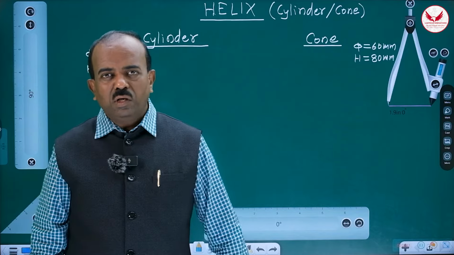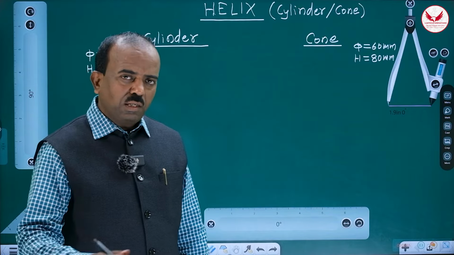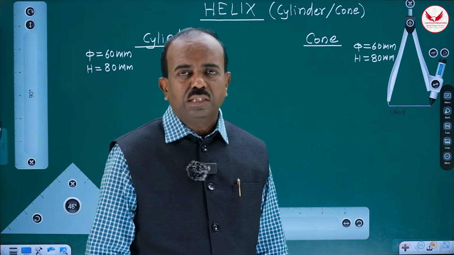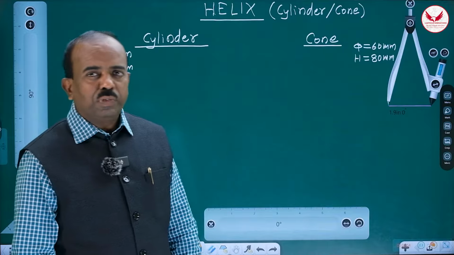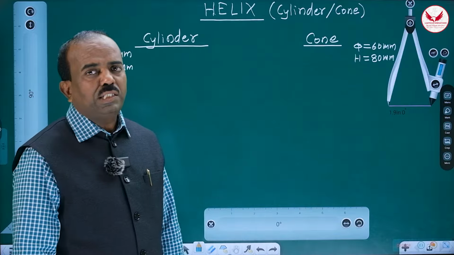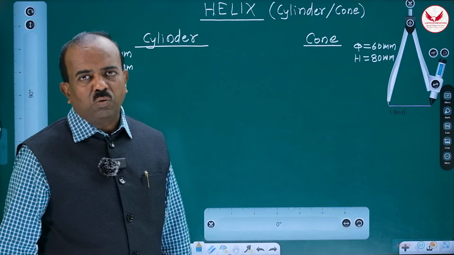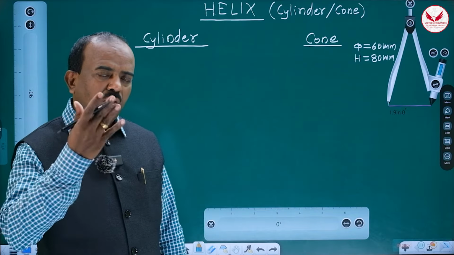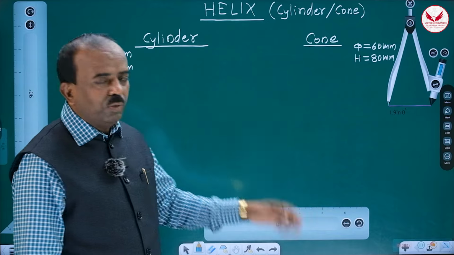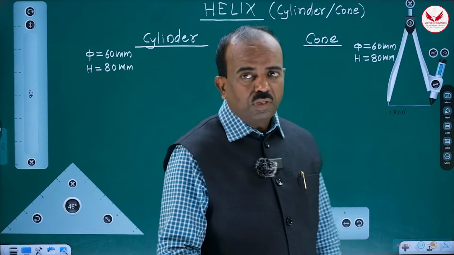Actually, what is a helical curve? When a point is revolving around the cylinder or cone, as well as moving axially along the axis with a constant rate, then the path traced by that moving point is called a helix. One of the best examples of a helical curve is threading, and it is on the cylinder.